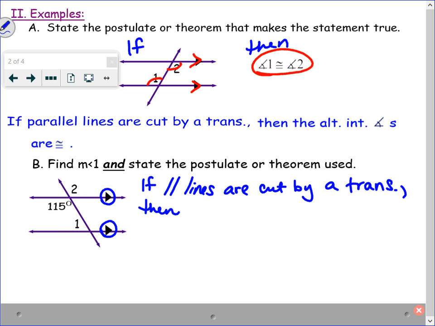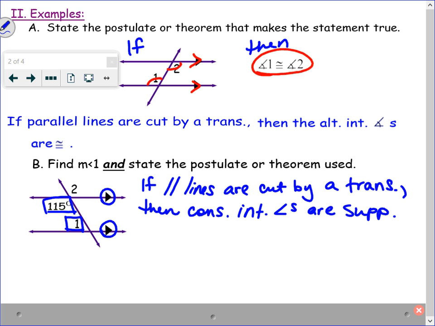Are we looking for angle 1 or angle 2? It says angle 1. What value do you know? 115 degrees. So are those corresponding, alternate interior, alternate exterior, or consecutive interior? Correct. Then the consecutive interior angles are, and this is the only one that's not congruent, they are supplementary. So you can abbreviate or you can write it out.